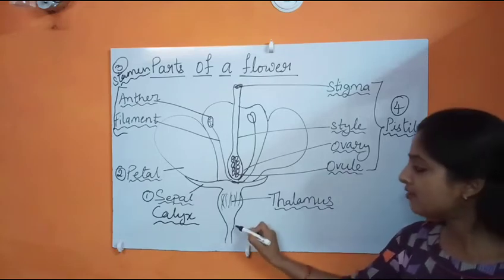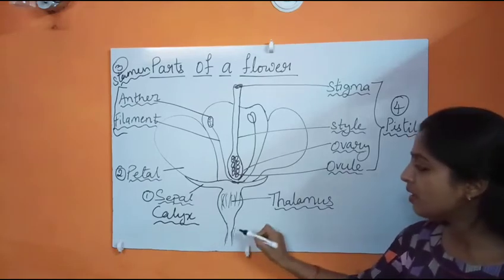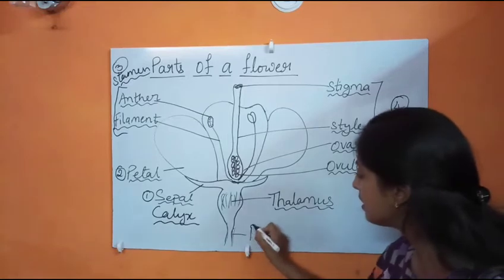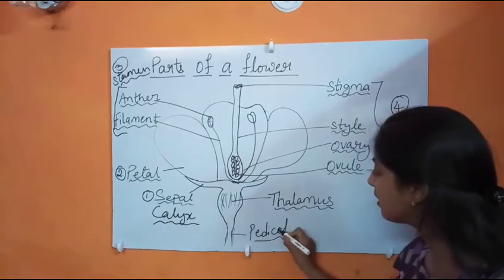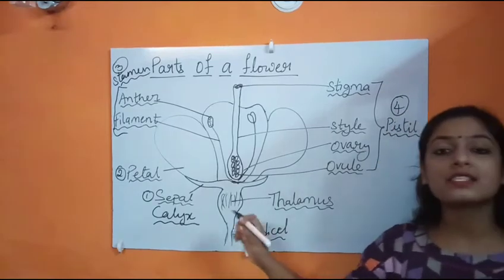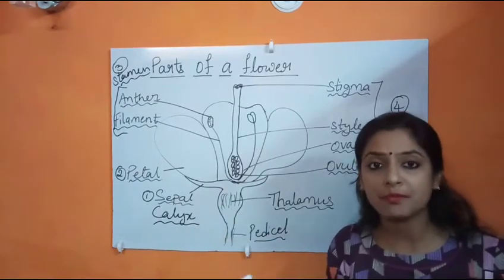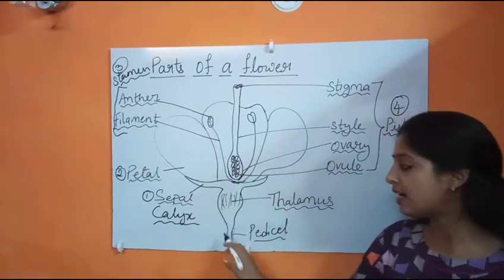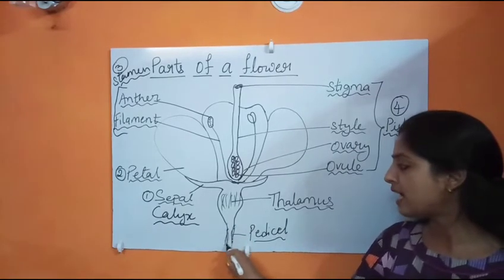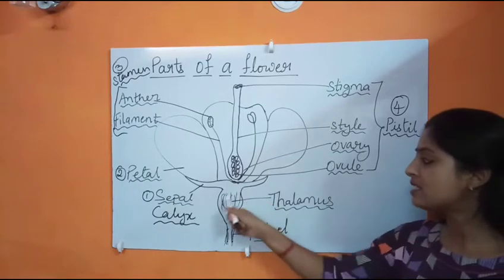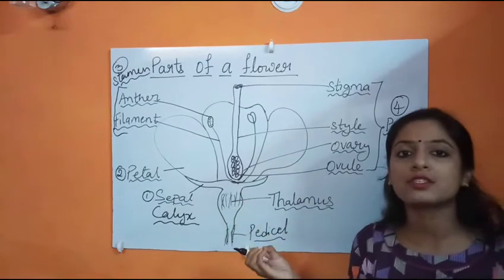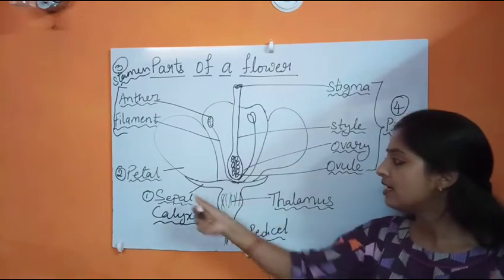Okay, and the flower stalk is called pedicel. The stalk of a flower is called pedicel, by which a flower is attached to its stem, जिस stem से attach होता है flower, that stalk or that structure is called as pedicel. So thalamus is just the base of a flower.